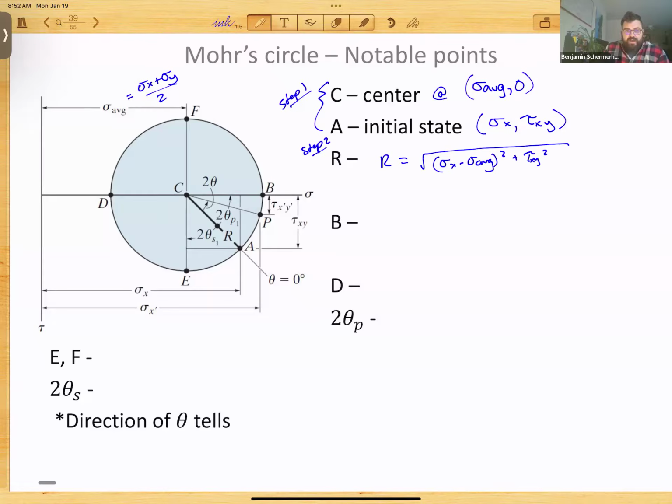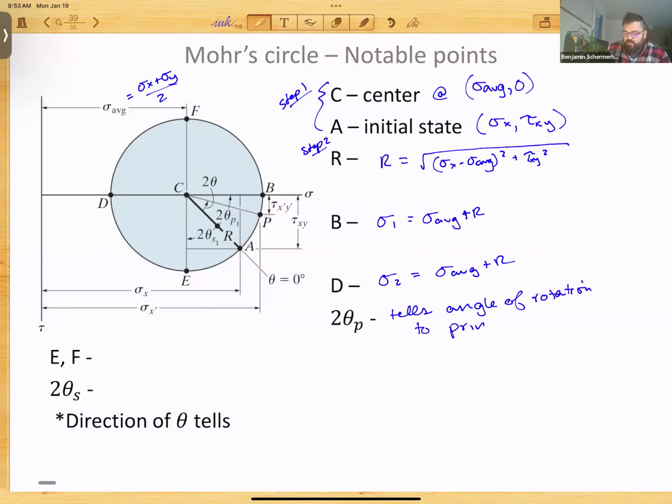So big picture, big items on this circle. B is going to be our sigma 1, which will then just be sigma average plus R. D on the other side is going to be our sigma 2, which is going to be sigma average minus R. And then our 2 theta P tells the angle of rotation to principal stress.